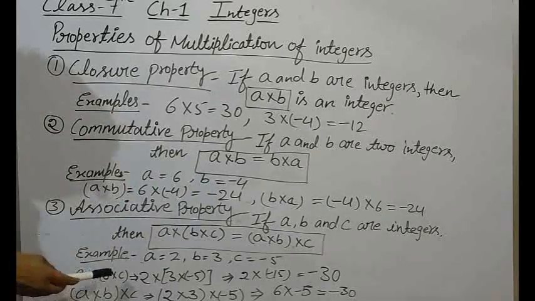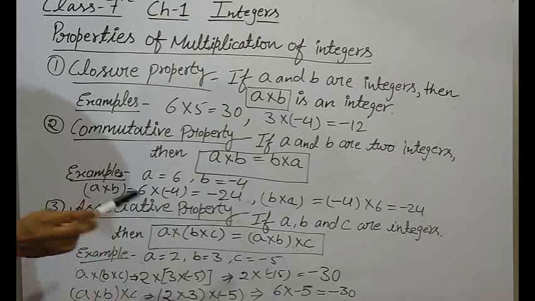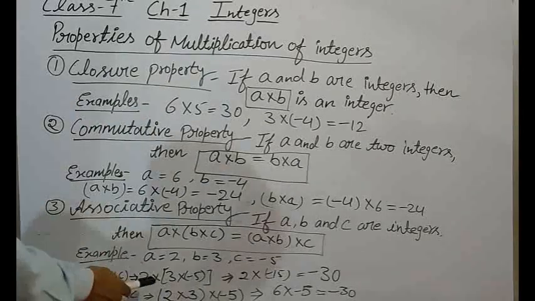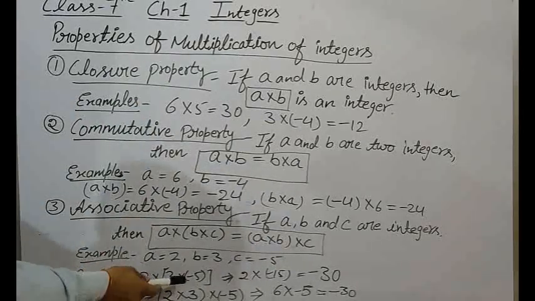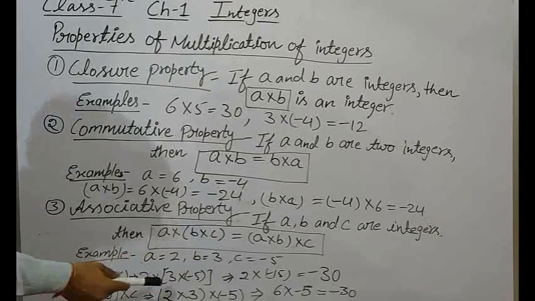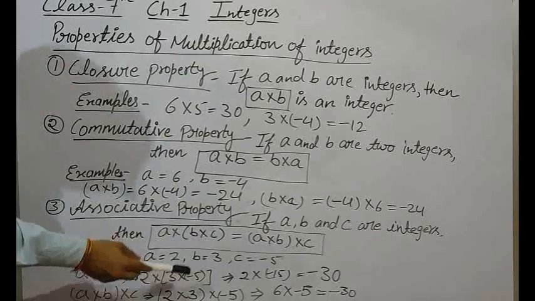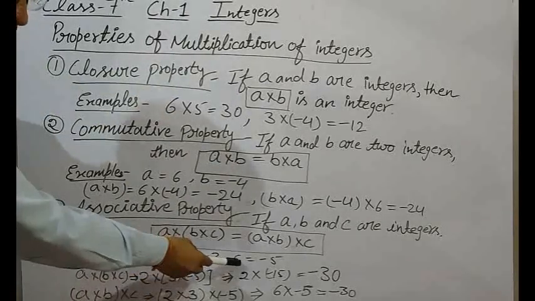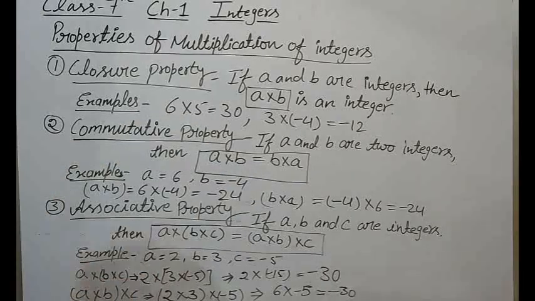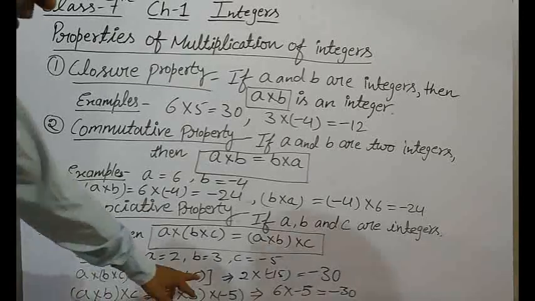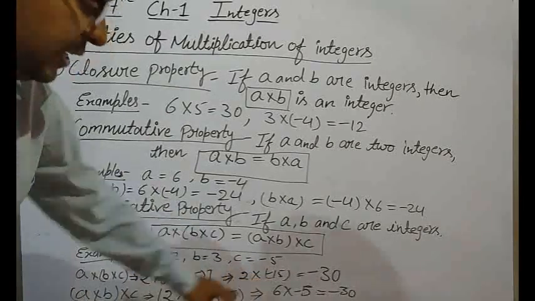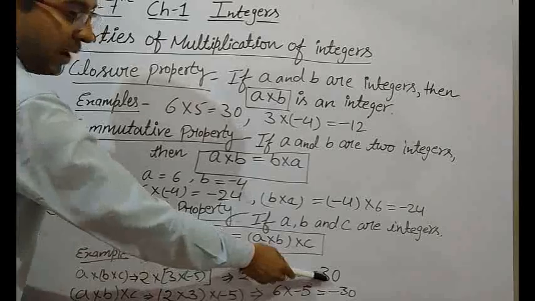Here we first multiply b into c, then a. So first 2 multiply 3 multiply -5, because the value of a is 2, the value of b is 3 and the value of c is -5. So we first multiply 3 and -5, b into c, and we get -15. After -15, we multiply by a. The value of a is 2. So -15 multiplied by 2 is equal to -30.